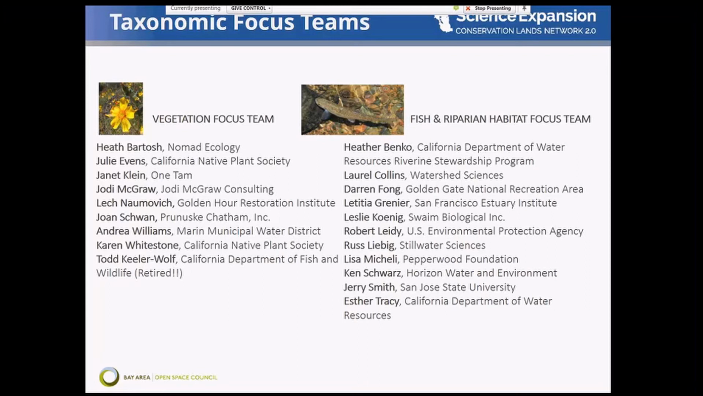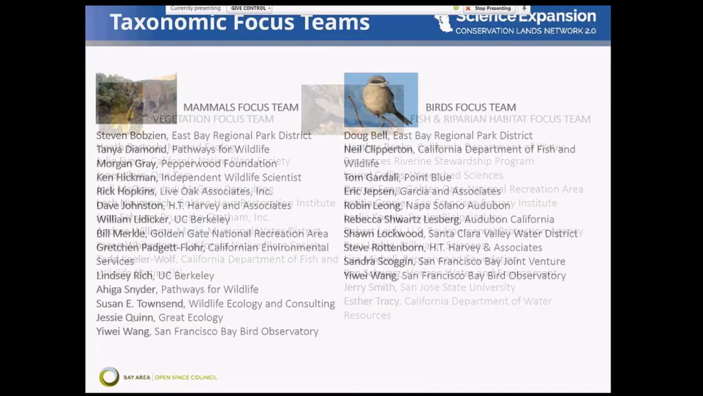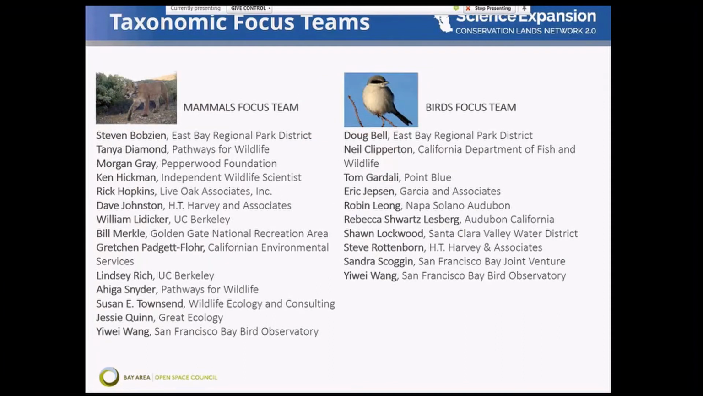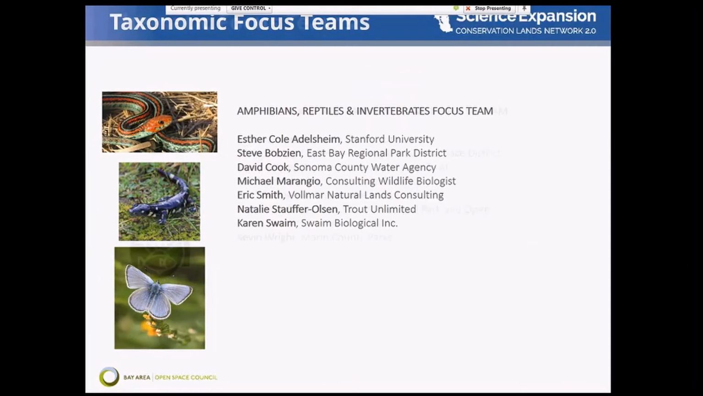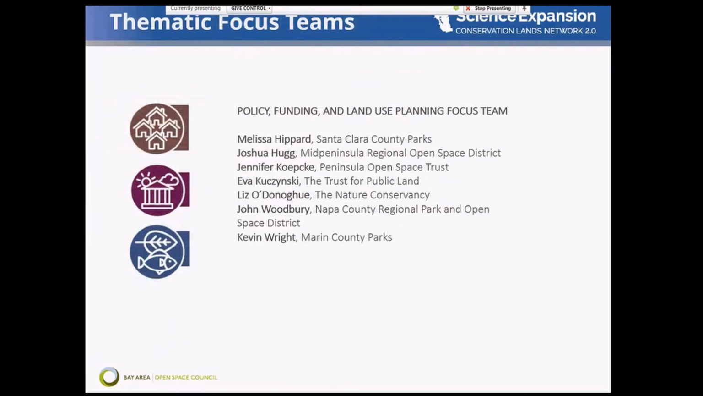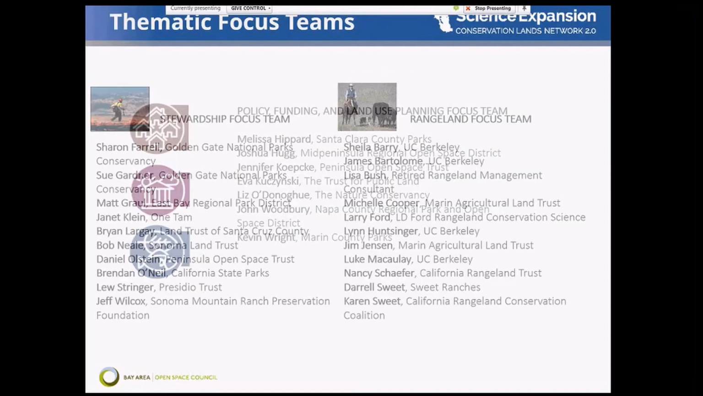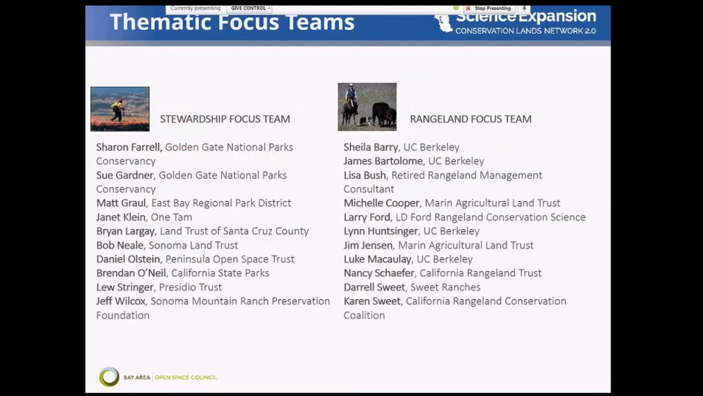We had a fish and riparian habitat focus team. Folks from the state were on that focus team as well. We had a mammals focus team, birds, amphibians, reptiles, and invertebrates. We convened a policy, funding, and land use planning focus team, stewardship focus team, and a rangelands focus team. Rangelands are incredibly important in the Bay Area. About 40% of the network is working ranches.